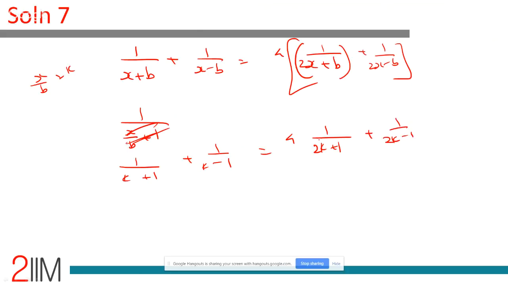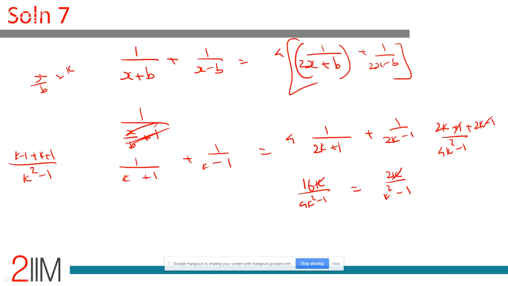I need to find X by B, or we need to find K. And so I simplify this. This is K minus 1 plus K plus 1 by K square minus 1. This is 4 times 2K minus 1 plus 2K plus 1 by 4K square minus 1. This goes off 4K. 16K by 4K square minus 1 equals 2K by K square minus 1. The K disappears. 16 goes away, we have 8. We have 8 times K square minus 1 equals 4K square minus 1, so 8K square minus 8 equals 4K square minus 1. Or 4K square equals minus 1 plus 8. 4K square equals 7.